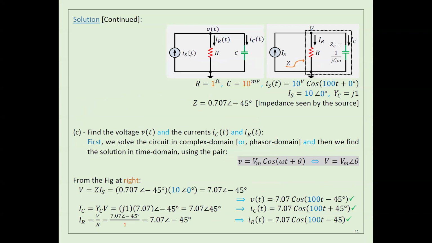What else here? After that, I'm asking you to find the voltage here. I want to find this voltage, and also IC and IR. Any clue how we can do it? Let's start with how I can find the voltage here. The voltage here is the same voltage here and here, because all of them are in parallel. How can I find the voltage if you already know the equivalent Z?